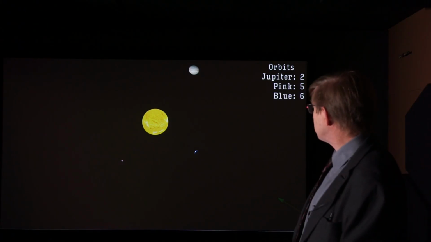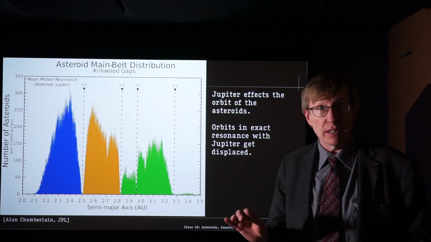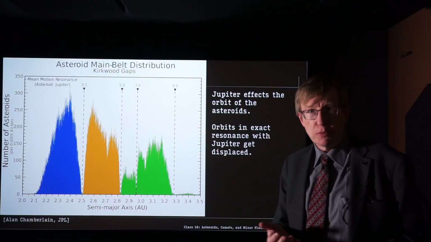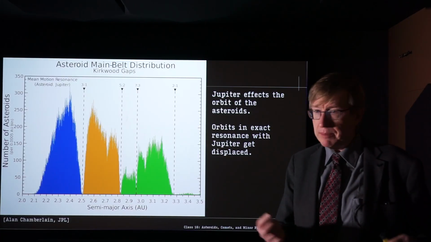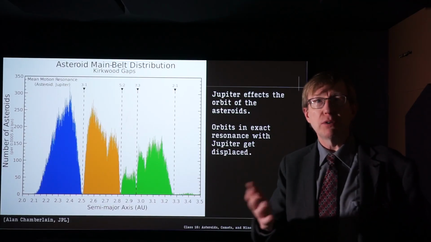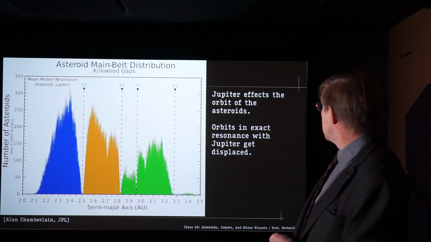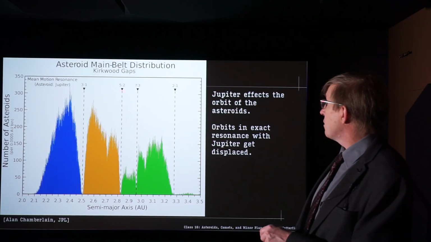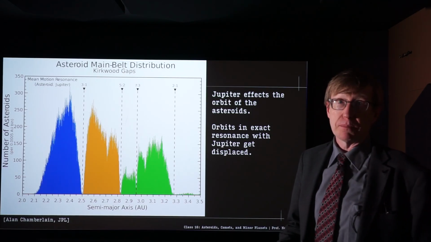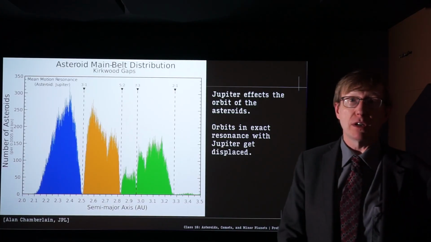Now, why is this interesting? What it turns out is that orbits in an exact resonance with Jupiter get displaced. Every time they go around, Jupiter gives a little tug on them. Every time they come around to the same place, which eventually causes the asteroid to move out into a different orbit. So most asteroids that are in a 3-to-1 or a 5-to-2 resonance get knocked out of that orbit into some other orbit. So we see these gaps. And this is the effect of Jupiter affecting how the asteroids orbit.